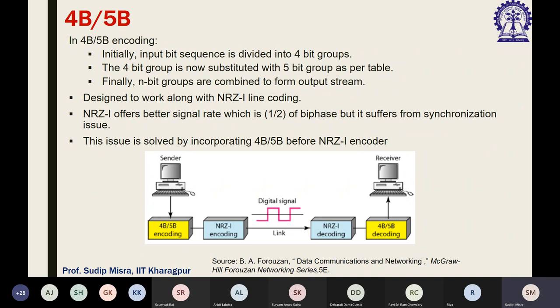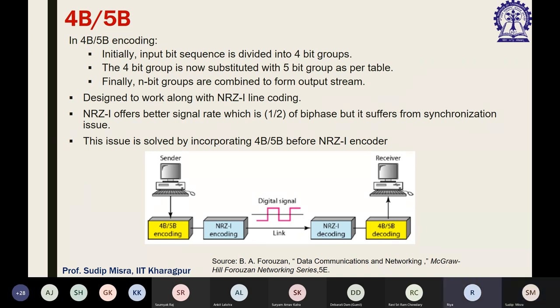Now in this mapping table, as it happens, you have some control characters also. That is, apart from data characters, you can have some control characters. These control characters are also going to be encoded with some 5-bit sequence. So not only the actual data, but also some control characters are going to be encoded with the help of this 5-bit sequence.